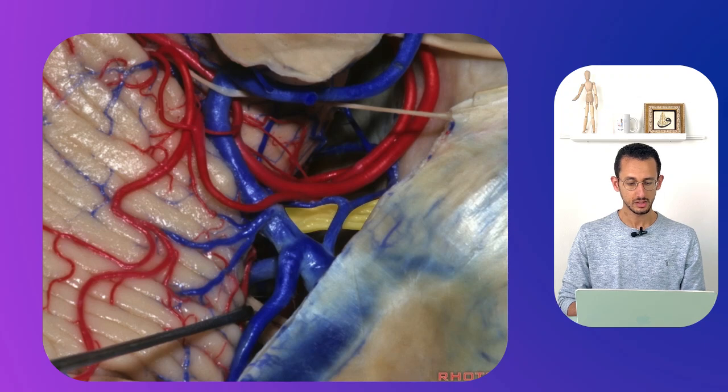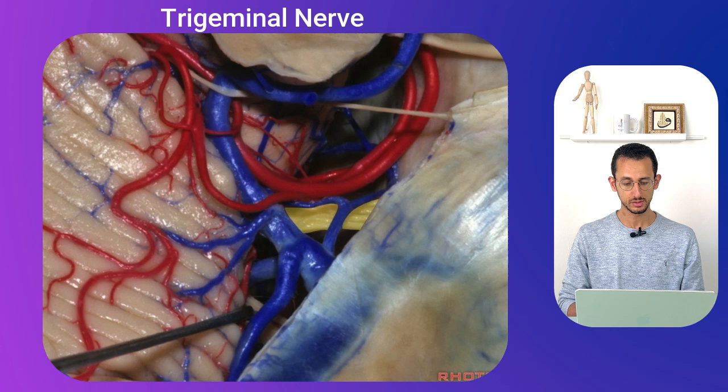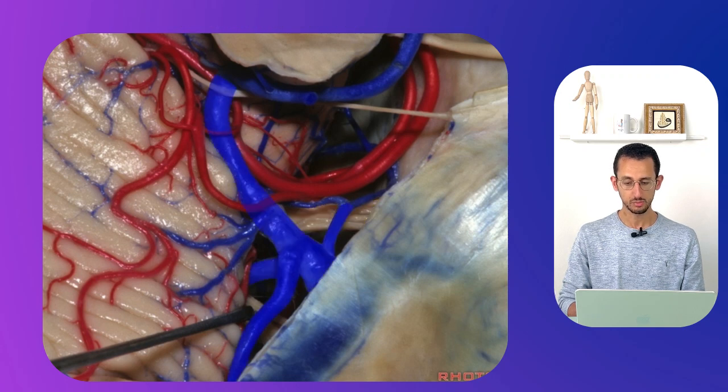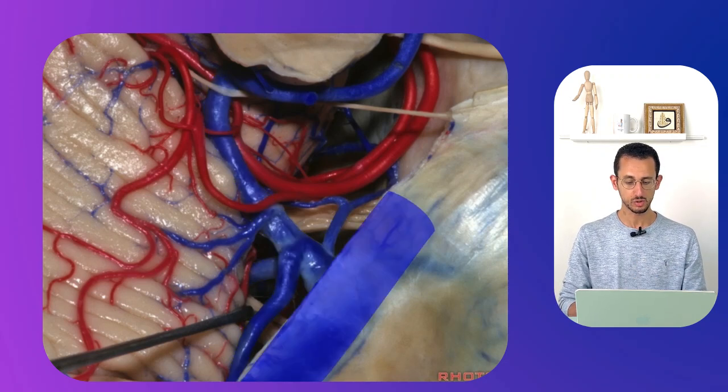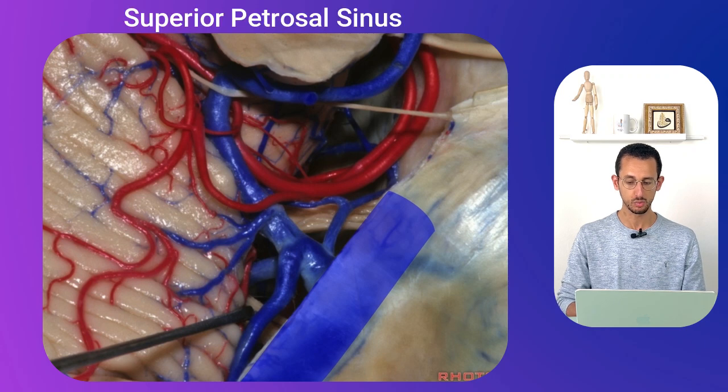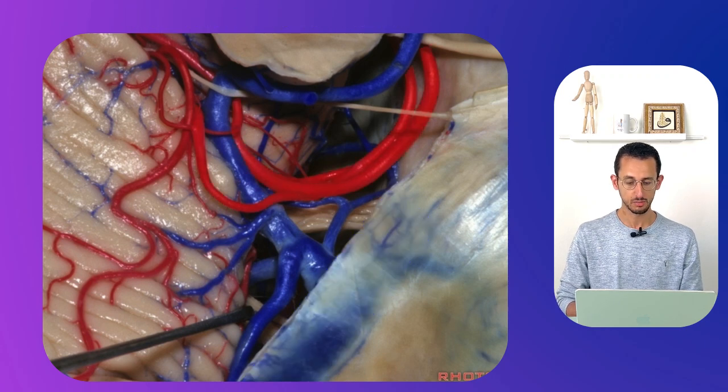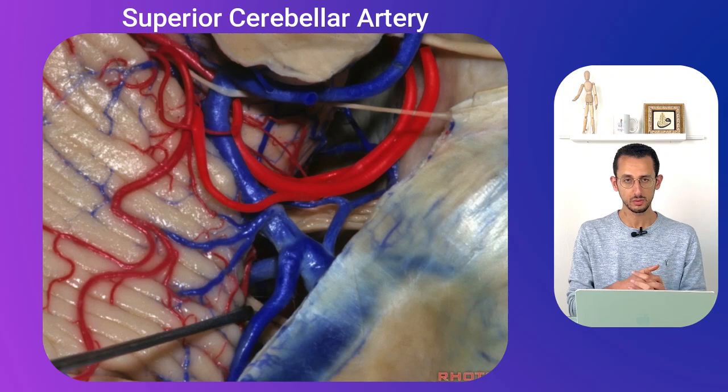Here we're looking at the venous relationship. Here you can see the trigeminal nerve, and this is usually obscured by the superior petrosal vein. The superior petrosal vein, they call it Dandy's vein, drains into the superior petrosal sinus highlighted in blue here. And this is the superior cerebellar artery. If you're going to cut through the superior petrosal vein to get access to the trigeminal nerve, you have to be careful not to injure the superior cerebellar artery.